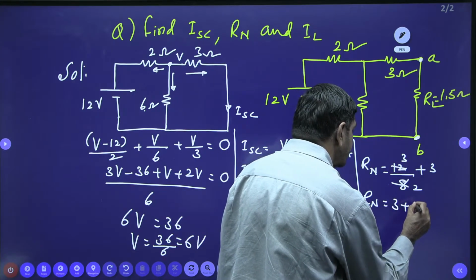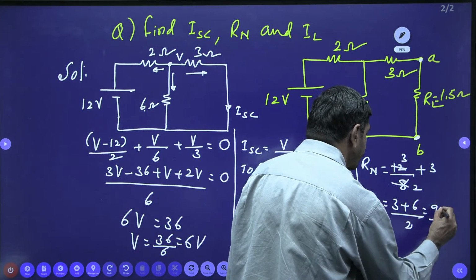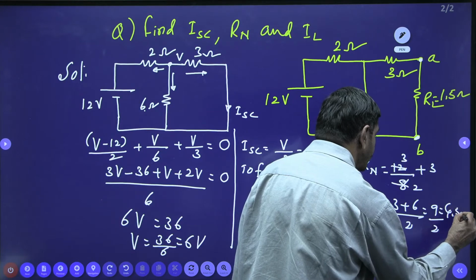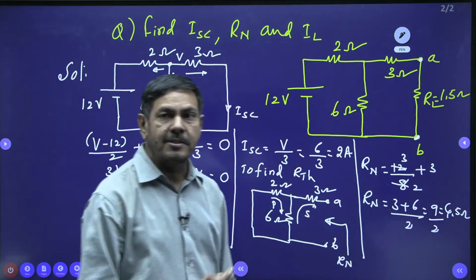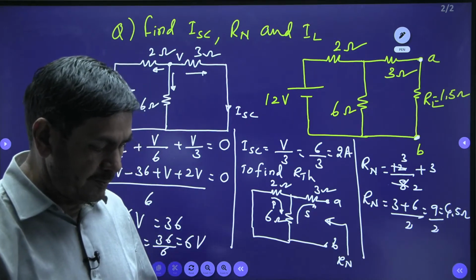3 plus 2 times 3 is 6 by 2. That is 9 by 2, which becomes 4.5 ohms. The net resistance Rn is 4.5 ohms.